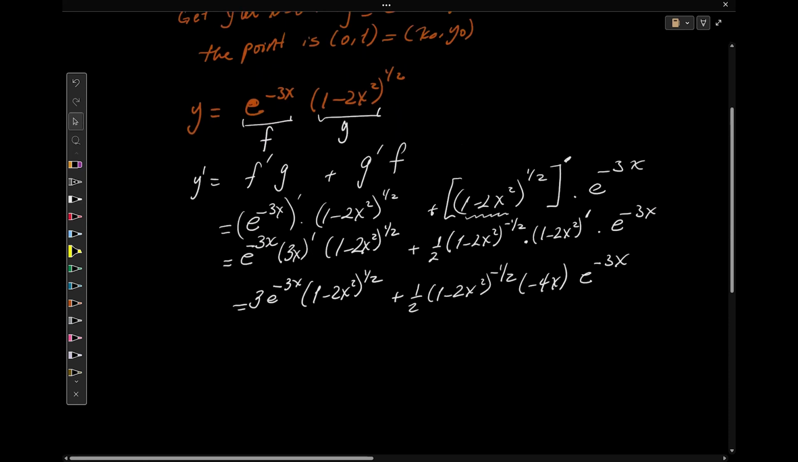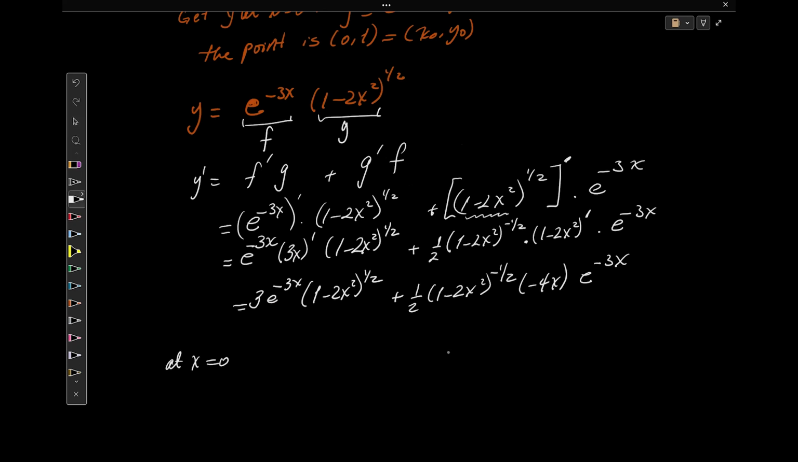You can simplify if you want, but I wouldn't. I'll just say add x equals 0. Now I call y prime m, because now I'm specifically using it at a point. So what do I have here? 3e to the 0, so that's 3 times 1. 1 minus 0 to the 1/2 times 1, plus 1/2. 1 minus 0, that's basically 1 over the square root of 1, which is also 1. Here times negative 4 times 0, because x is 0. And then I have negative e to the 0, which is 1.